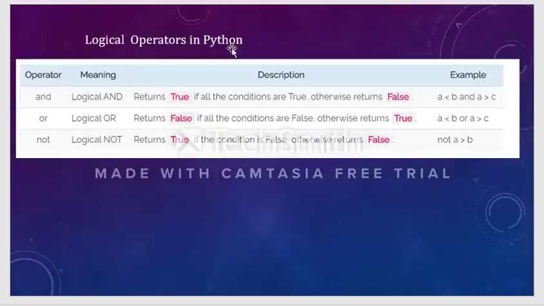Logical operators are also pretty much the same as in other languages. We have three logical operators: and, or, not. We call them logical and, logical or, and logical not. Logical and is used between expressions. If you have two expressions, A greater than B and A less than B, and you want to check whether the two expressions are true or false, then we can use these logical operators. Logical operators can be used in between two or more expressions.